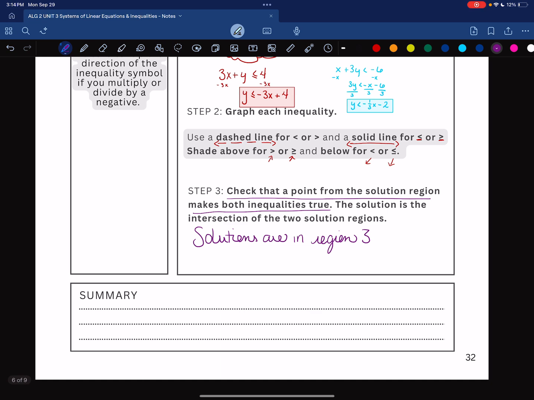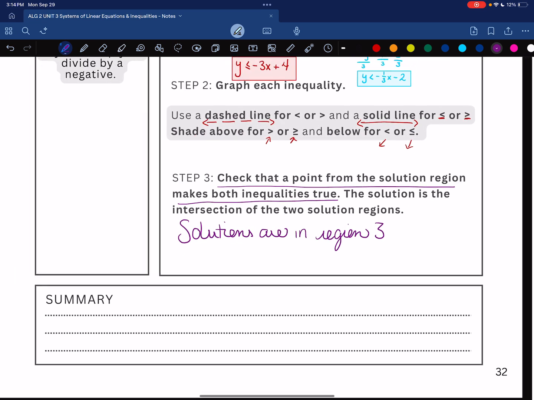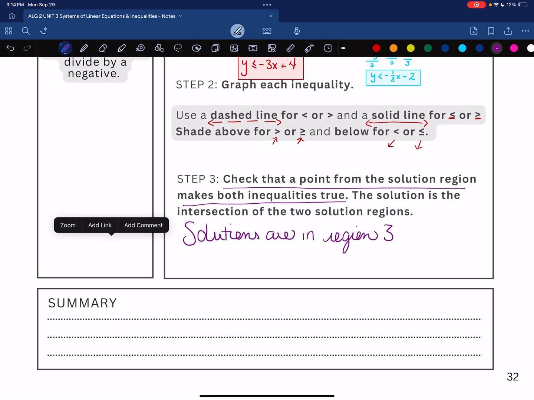And if you go and plug it into these inequalities, check it out. It would be -3. Is that less than or equal to -3 times -3 plus 4? Well, that means -3 less than or equal to 9 plus 4. 9 plus 4 is 13. And -3 is, in fact, less than that.